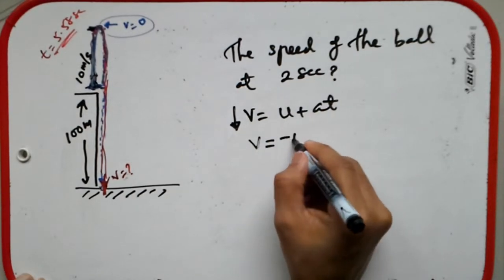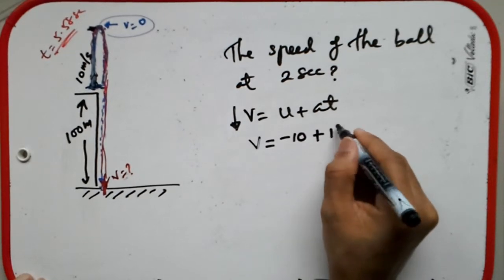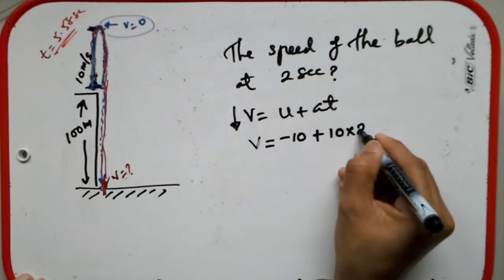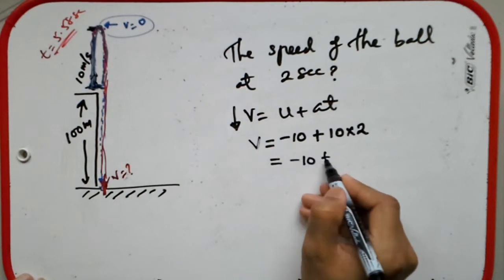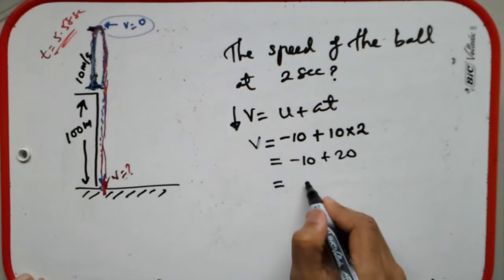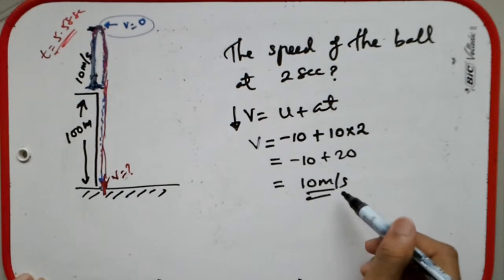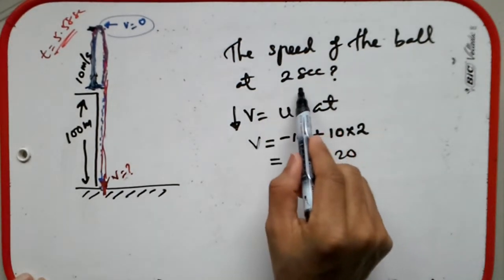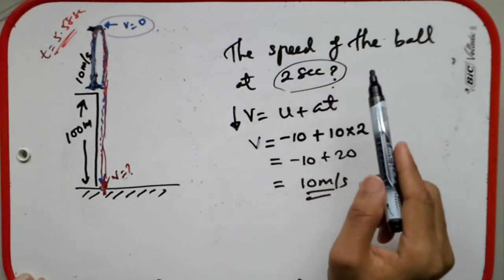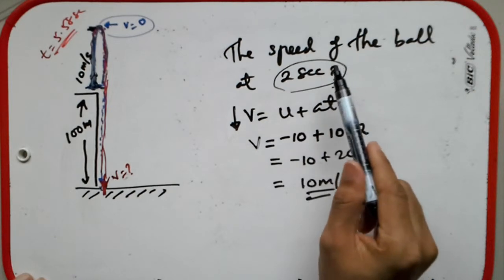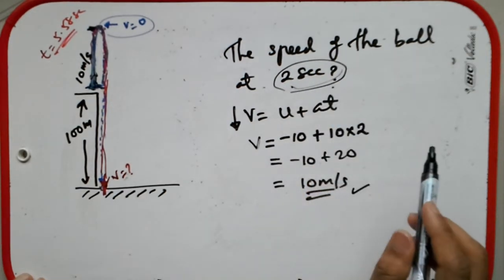The speed we said what? Minus 10, and the acceleration is downward, plus 10, time we said 2 seconds. Therefore this is minus 10 plus 20, which is equal to what? 10 meters per second. So you see, at time equal to 2 seconds, the speed of the ball is simply 10 meters per second.